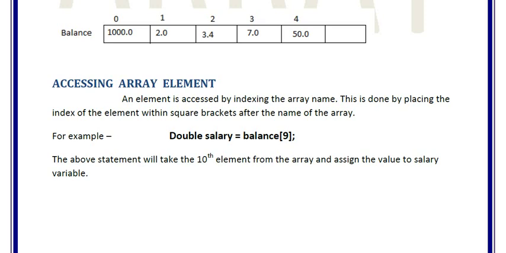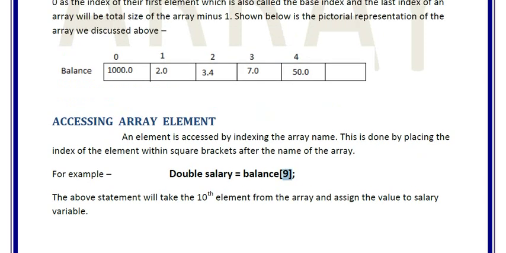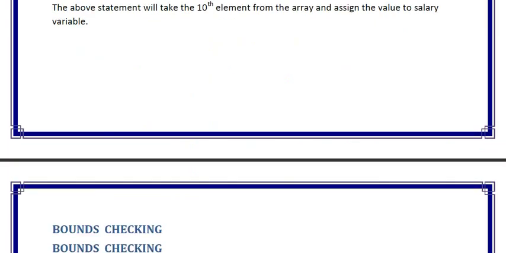Now, accessing the array elements. First of all, you need the data type, then the variable name, then the array name and the index number. Here we need to go to the 10th element, but we have written 9 here because indexing starts from 0. That is why the 10th value will be index number 9. That is why we have used balance, which is the array name, and then the index number 9. So the value at index 9 will be displayed here.